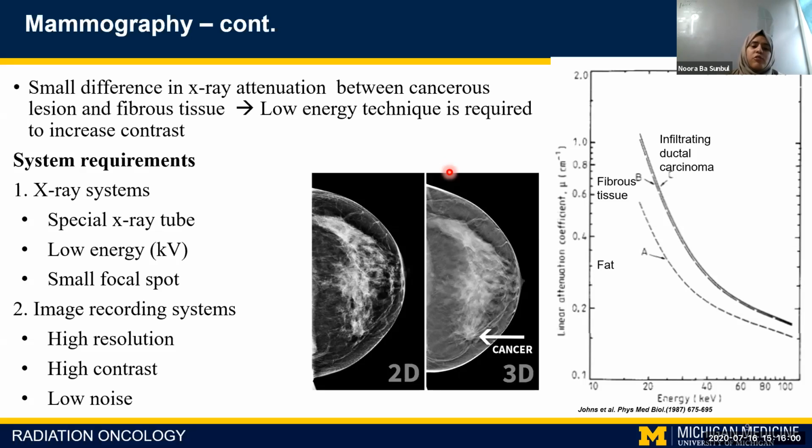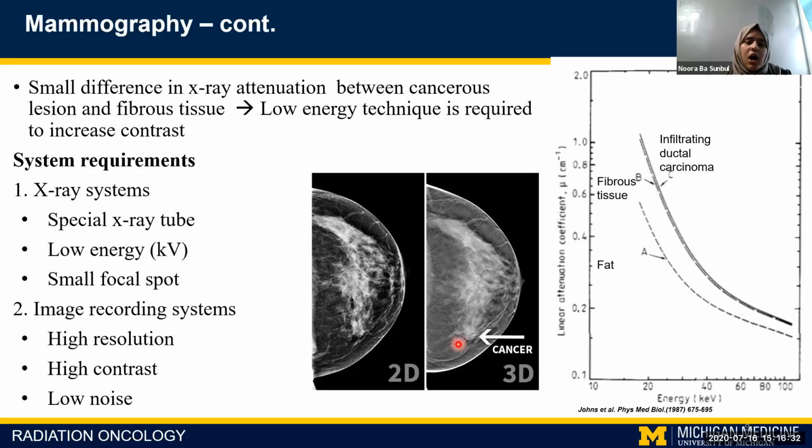Another thing is that, of course, you will need a high resolution system for image recording and processing, with high contrast and also low noise. As you can see in the image, one of the disadvantages of mammography is that it constructs images in 2D. However, there is also what's called tomosynthesis, in which you construct 3D images, so you are able to see, for example, the exact volume of the cancer and differentiate it from the different tissues.